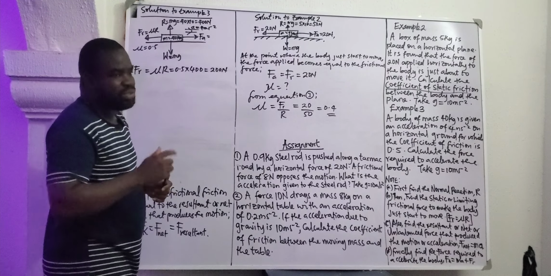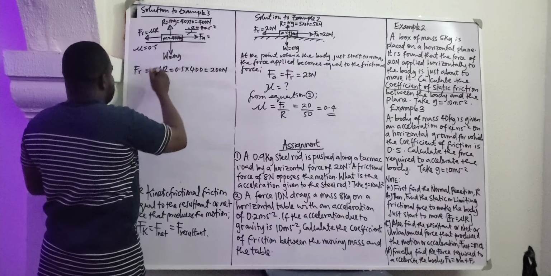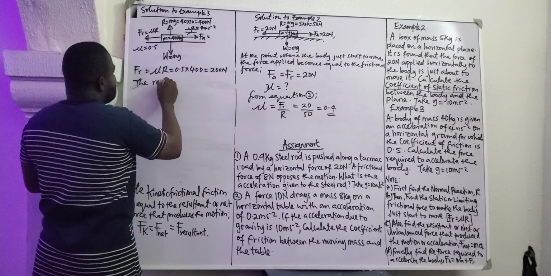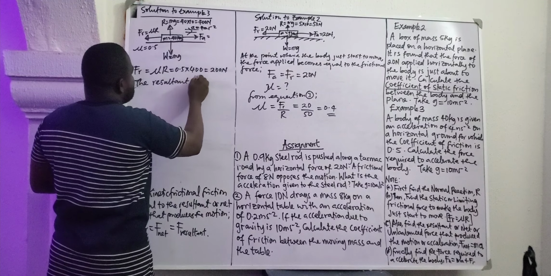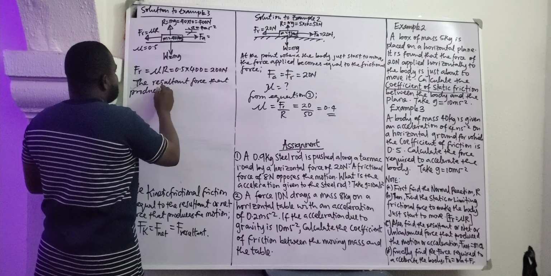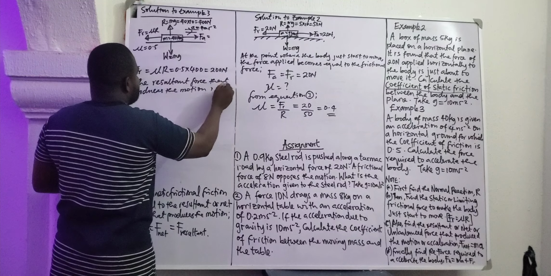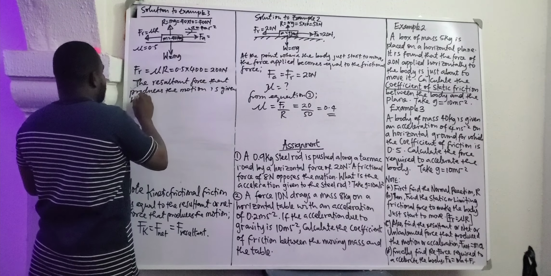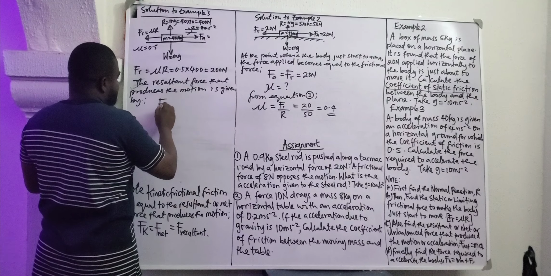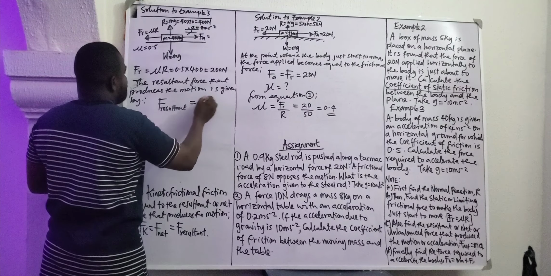Next, I will get the resultant force that will produce the motion. The resultant force that will produce the motion, as I said, is given by F resultant equals mass times what?